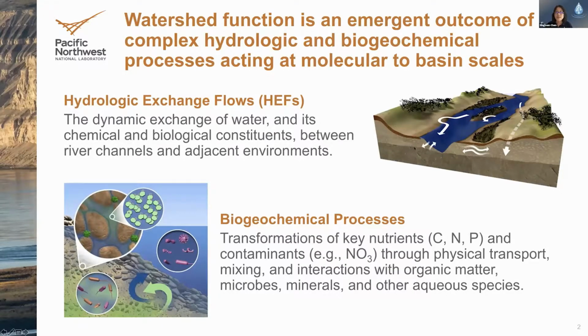What this exchange flow does is change the thermal regimes of this interface and bring different water bodies together, which creates mixing between different water chemistry and also stimulates the microbial functions within that. So this hydrologic exchange plays a very important role in controlling the transformations of key nutrients and contaminants in this river corridor system, which we're going to focus on for the rest of this talk.